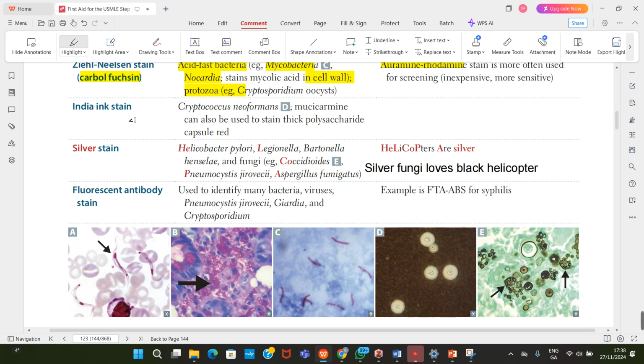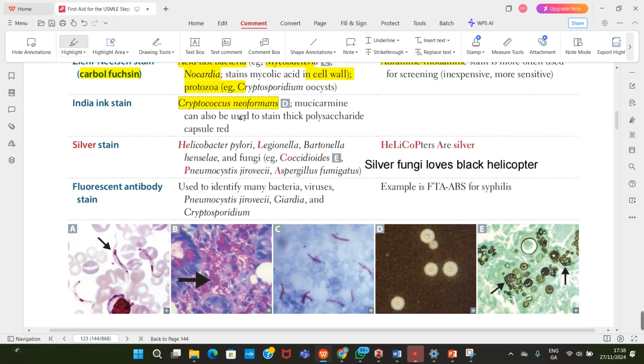Indian ink. The only organism that uses Indian ink is Cryptococcus neoformans. We are going to come across this guy a lot of times, so we have to be familiar with it. Cryptococcus neoformans is a fungal infection, and the stain we will use is Indian ink stain.